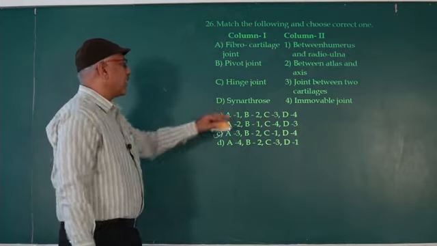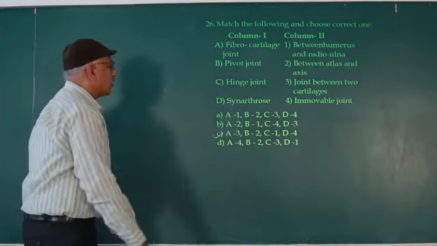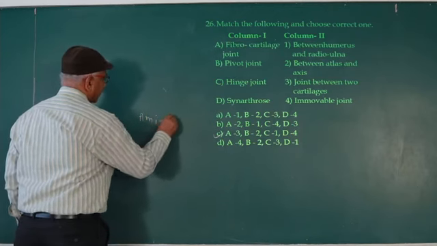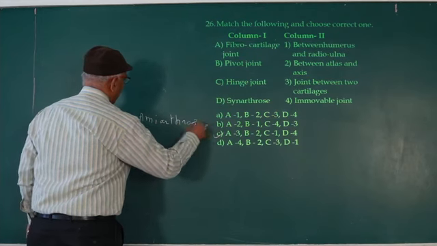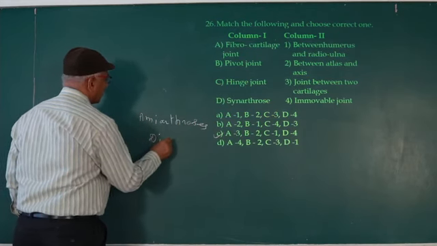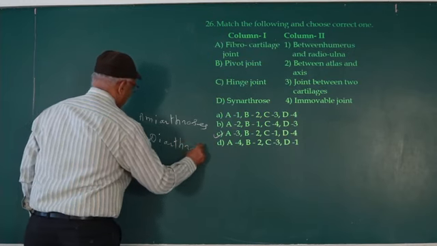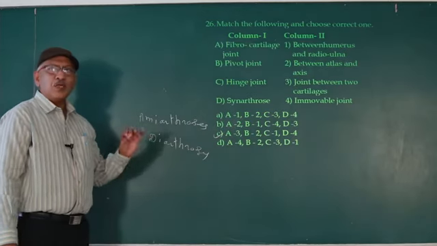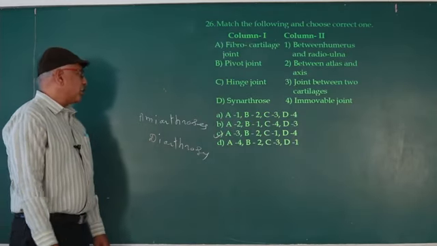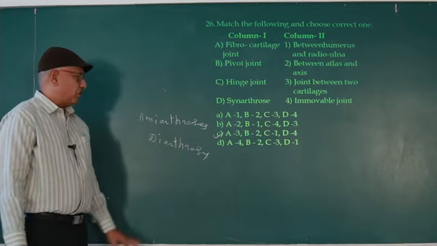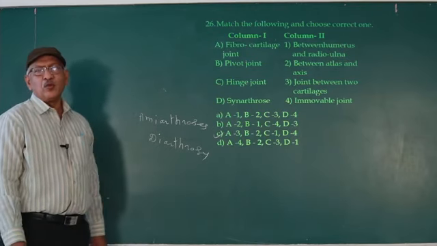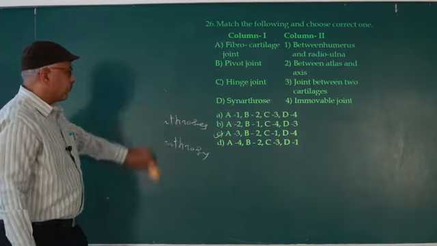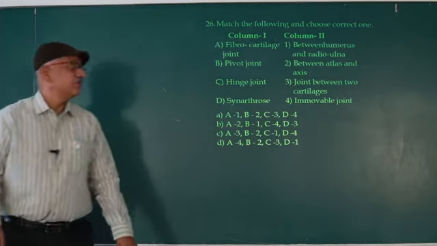Synarthrosis, immobile joint. Regarding function, joints are synarthrosis, amphiarthrosis, diarthrosis. Synarthrosis means immovable joint. Amphiarthrosis means slightly movable. Diarthrosis means freely movable. All synovial joints are diarthrosis type. So option C.